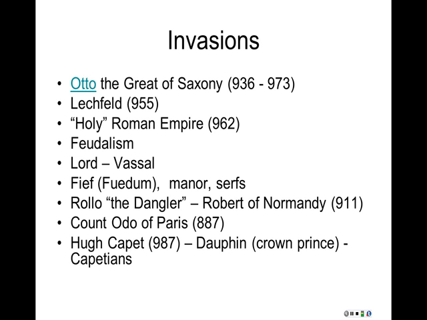Now, one of the things that Otto did, though, was that he decided to intervene in Italy. He marched his armies into Italy, and there was a dispute in Rome about who should be the Pope. He intervened and put up a candidate as the new Pope in Rome, and he was crowned by the Pope as the Roman, quote-unquote, emperor, following the precedent that had been established by Charlemagne in 800.